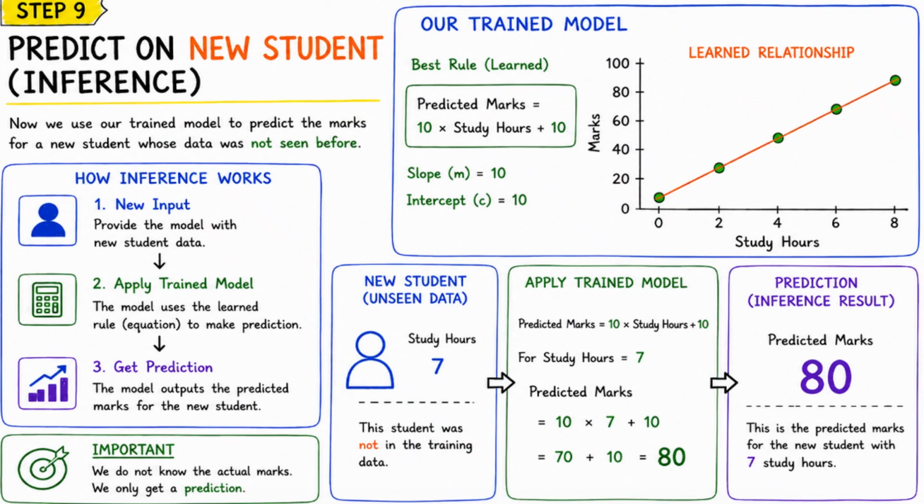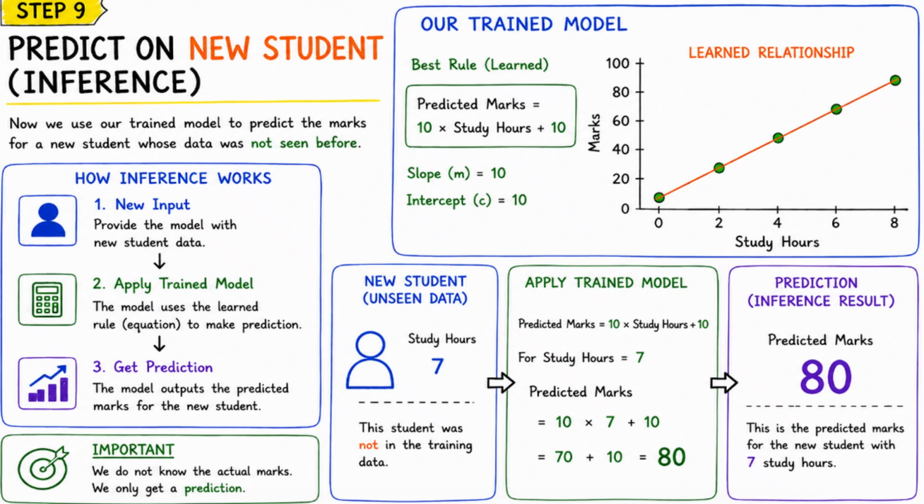Now that our model has finished learning, it's time to use it for its real purpose, making predictions on new data. This stage is called inference. During inference, the model does not learn anything new. It simply applies the mathematical rule it learned during training.